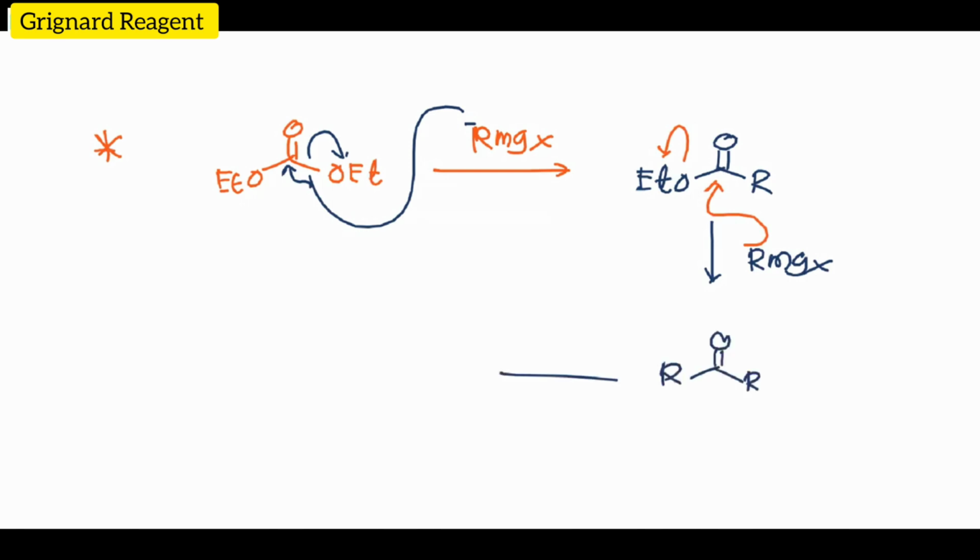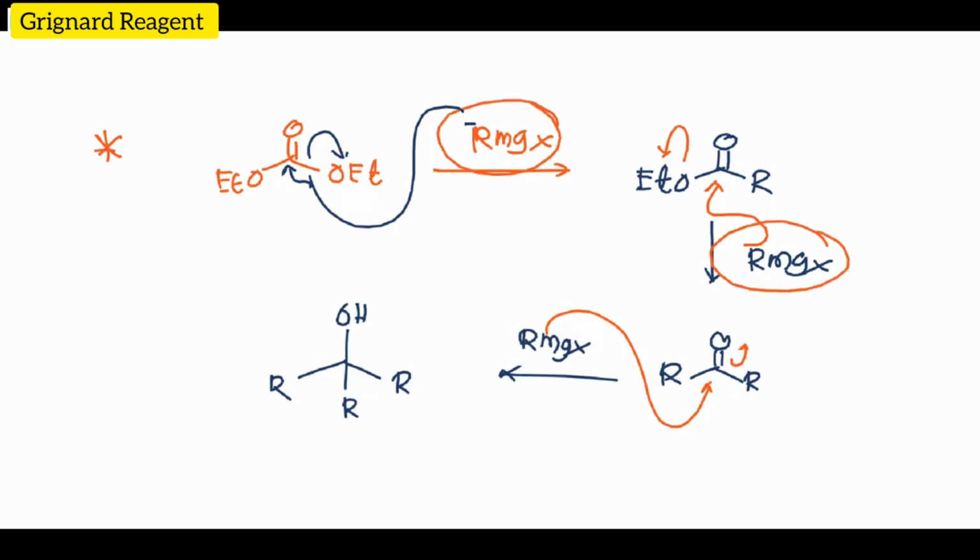And when this ketone reacts with a further equivalent of RMgX, it will form a tertiary alcohol. That means for a diester, the requirement is what? Three equivalents. Okay? This is the first, this is the second, and this one is the third one.